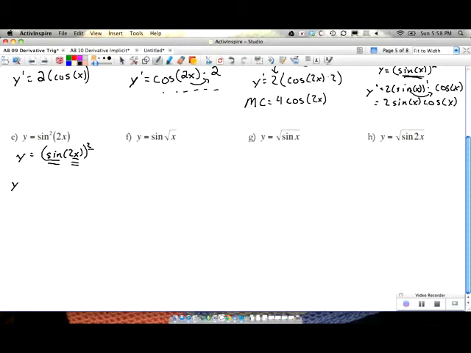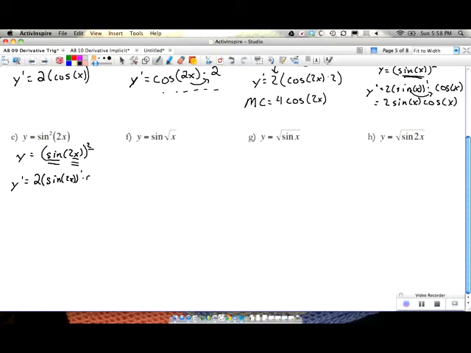Now, if I put those three things together, let's start with that outside layer. Y prime, our derivative, is going to be the 2 on the outside, and then we're going to wind up raising to a first power. So we're going to leave the other two layers alone for this first one.